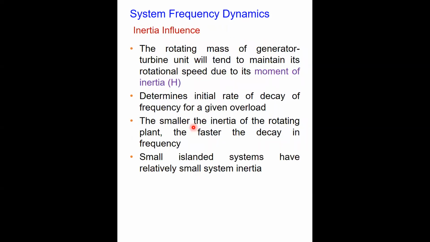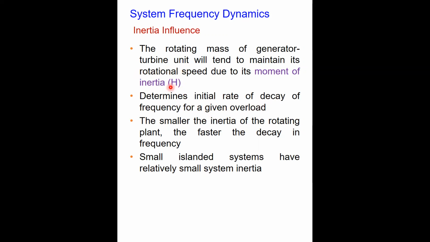Next one refers to the inertia. How does the system inertia influence the change in the frequency? This system inertia we get from the rotating mass of the turbine and generator unit. And in fact, the initial rate of decay of frequency for a given overloading condition will be, in fact, the inertia as well.